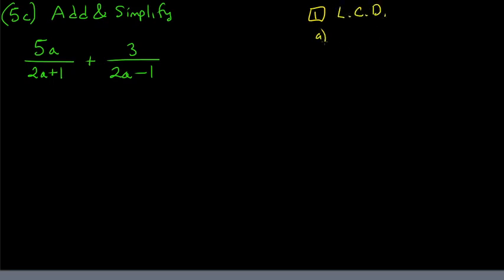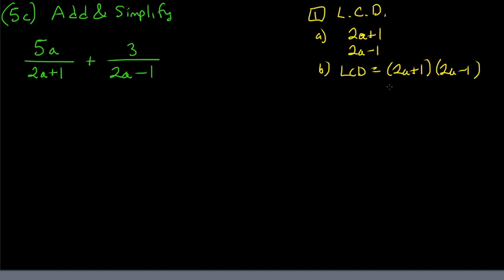Well, we only have two denominators, 2a plus 1 and 2a minus 1, which is not the same denominator. They're not exactly the same. They would both have to be plus, or both minus, for them to be the same. And those are prime. There's nothing to factor. They're not the difference of squares. The GCF is 1. So we're just going to multiply each factor. The LCD is just 2a plus 1 times 2a minus 1.